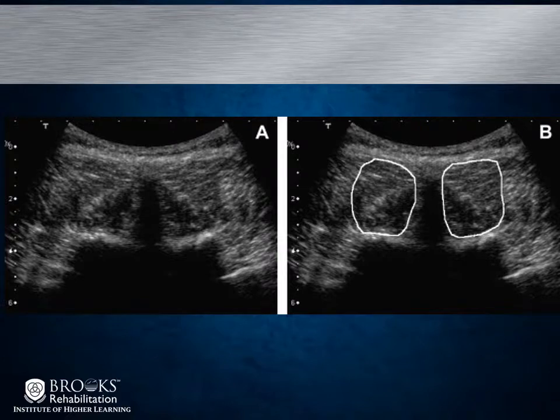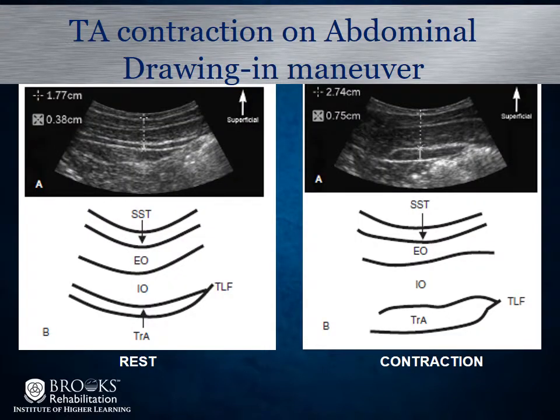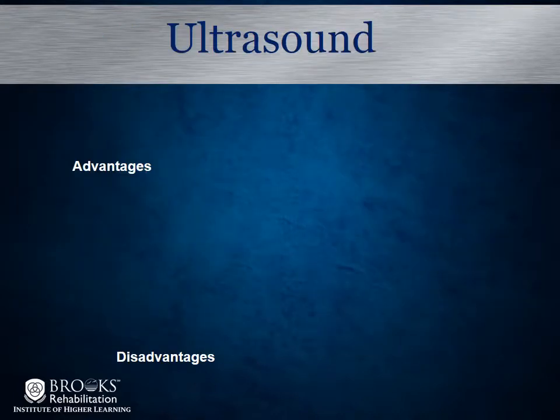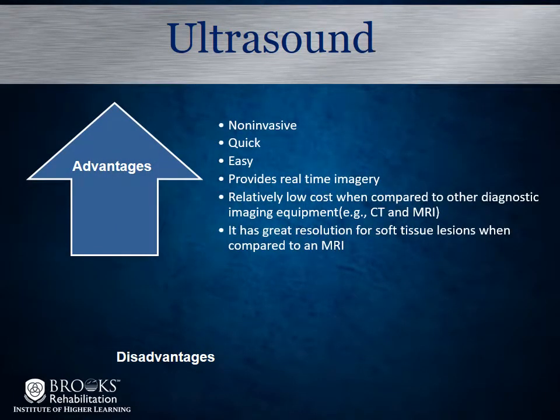So this is what I jumped ahead a little bit. I was telling you about the drawing in maneuver in terms of the contractions, that we want to see the transverse abdominis contract before the internal oblique. That's just one example of how we could use that. So it's non-invasive, it's really quick, it's easy, it provides information in real time, and it can actually show functional activation of tissues, which is really, really nice. Something that none of the other static modalities are able to do.